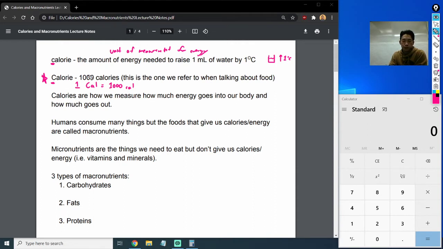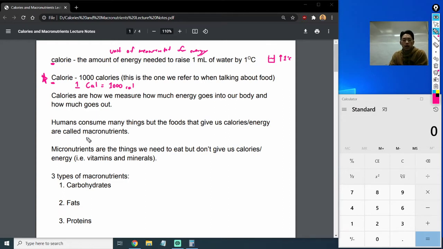But this is where we derive calories from. It's just a unit of measurement for energy. It's how we measure energy. Now calories are used to measure how much energy goes into our body and how much energy goes out. So when we eat food, our energy goes up because we're consuming calories, and when we exercise or when we just live in general, right, we're using energy, and so we're burning calories. That's where that term comes from.